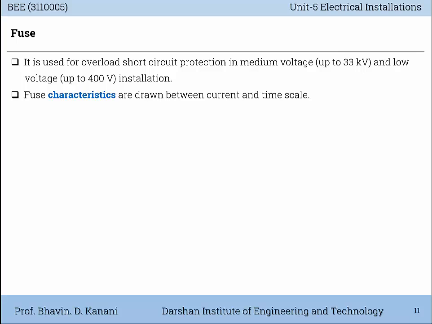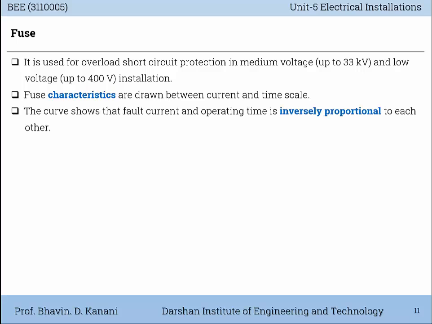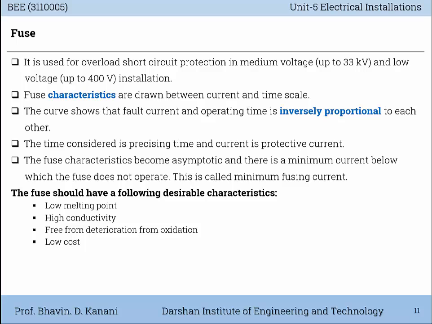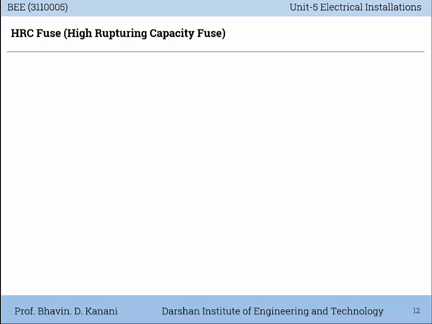Fuse characteristics are drawn between current and time scale, which is given in the previous slide. The curve shows that fault current and operating time are inversely proportional to each other. The time considered is pre-arcing time and current is prospective current. The fuse characteristic becomes asymptotic and there is a minimum current below which the fuse does not operate. This is called minimum fusing current. The fuse should have the following desirable characteristics: low melting point, high conductivity, free from deterioration from oxidation, low cost.